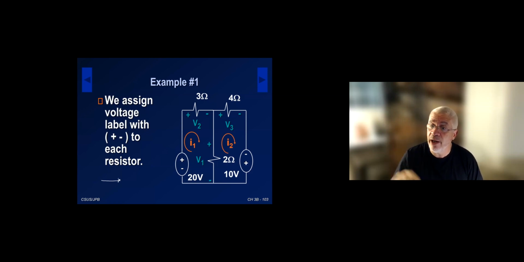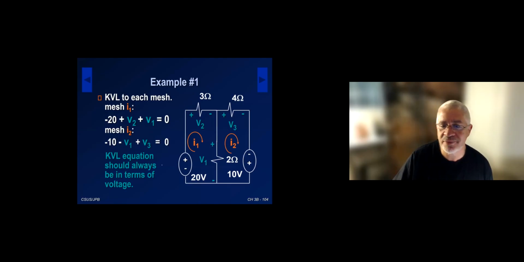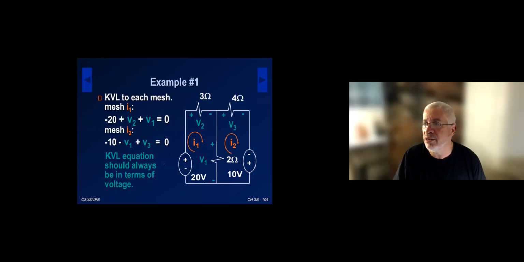I have 2 unknowns, mesh currents I1 and I2. I'm essentially going to write 2 KVL equations, 1 KVL equation in mesh I1 and 1 KVL equation in mesh I2. So let's go about it. KVL in mesh I1. What I tell students when writing KVL is to pick a direction of rotation, clockwise or counterclockwise. It doesn't have to be the same direction as the mesh current, although it can be.